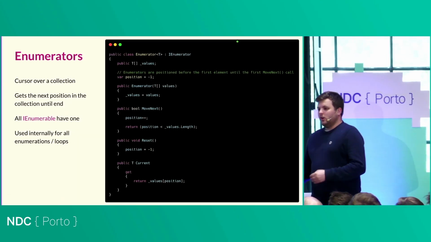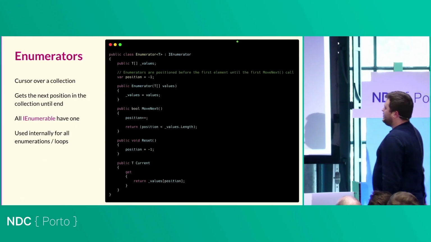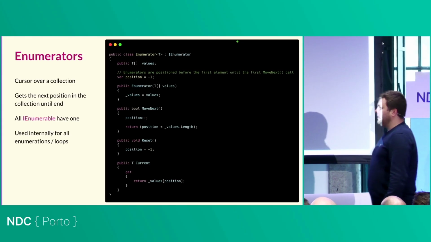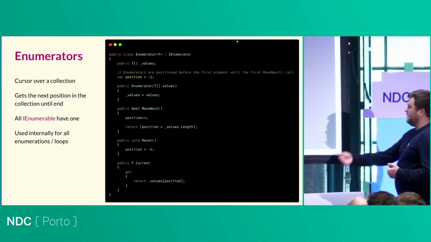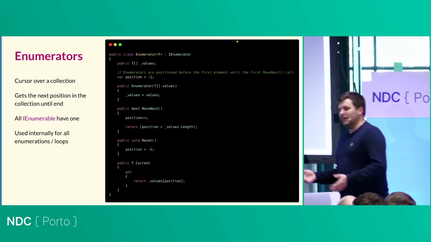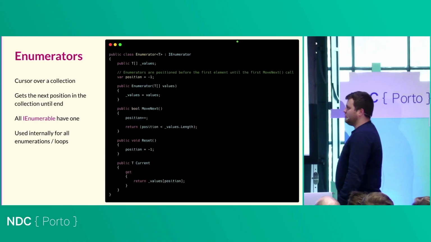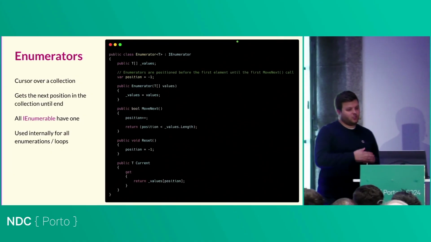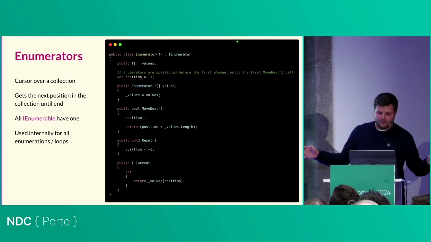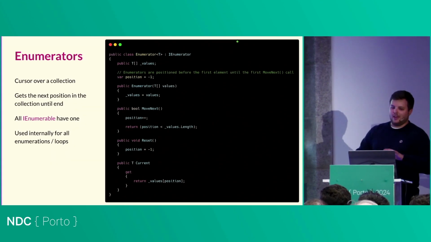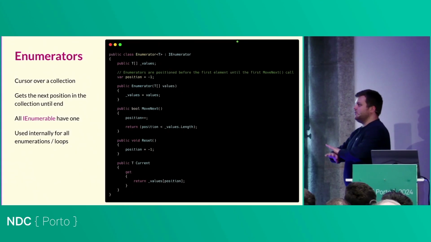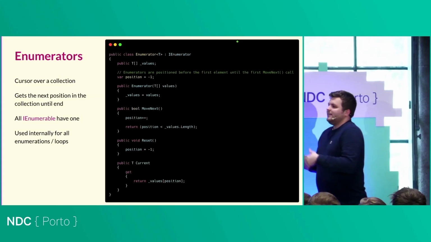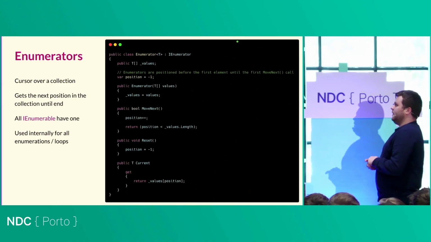The enumerator's job is to take the collection of items and to loop over that. So every time you call MoveNext, it will increment the position, and your Current property will be updated with the next item in that collection. Its job is just to find an item at its position until the very end, until there's nothing left. This is used in .NET internally for every single loop, every single enumeration. So even when you're doing like a foreach or a for loop, that's effectively an enumerator in the background.